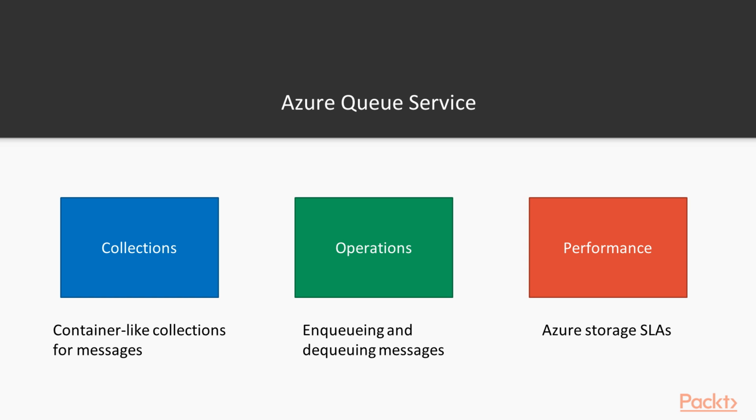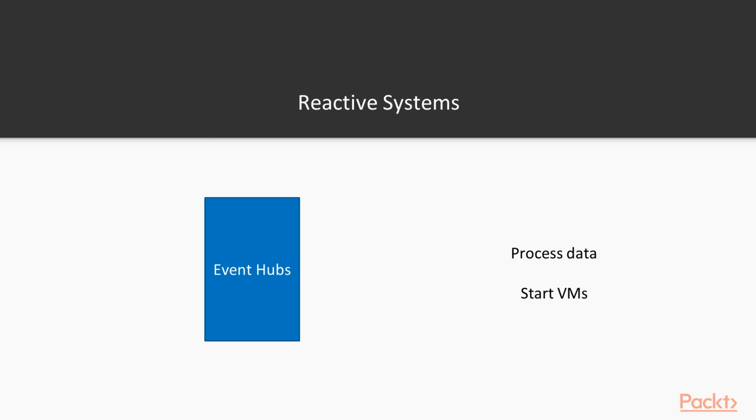The performance of the Azure Queue Service is similar to the Azure Queue SLA that is offered across all the services, the blobs, tables, files, and the Azure Queue Service. To better understand the purpose of the queuing or message-oriented applications, we need to take a look at the reactive systems and what a reactive system is.